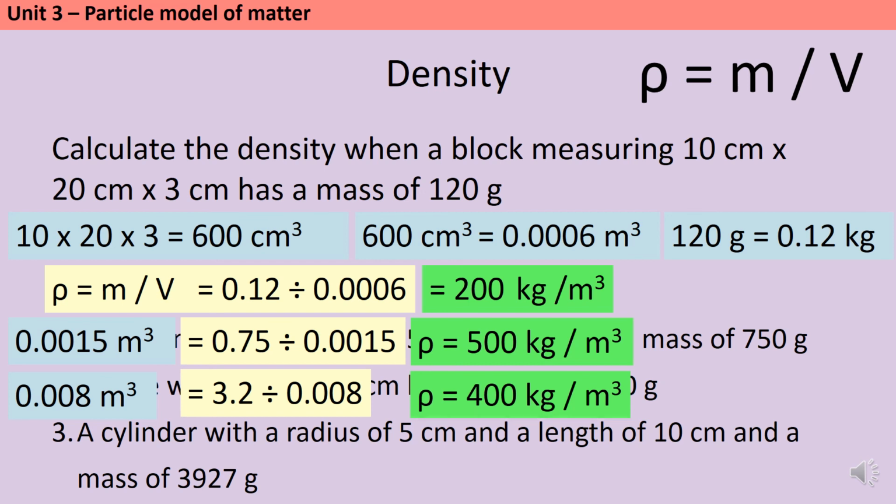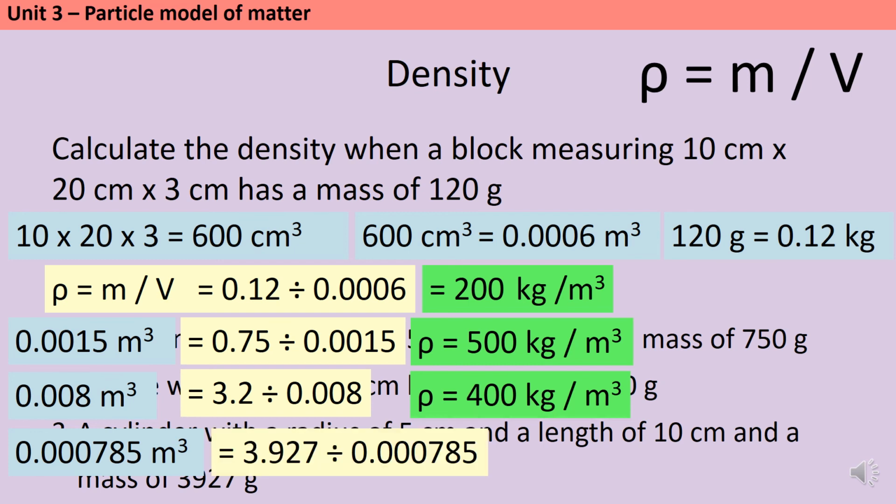So firstly, we need to square the radius of 5 to make 25, and then you're going to do 25 pi multiplied by the length of 10, so that's 250 pi, and then divide all of that by 1,000,000 to get a volume. So that's 0.000785. Again, the mass is going to need to be in kilograms, so we convert that to 3.927 and divide that by the volume, which gives you a final answer of 5,000 kilograms per metre cubed.